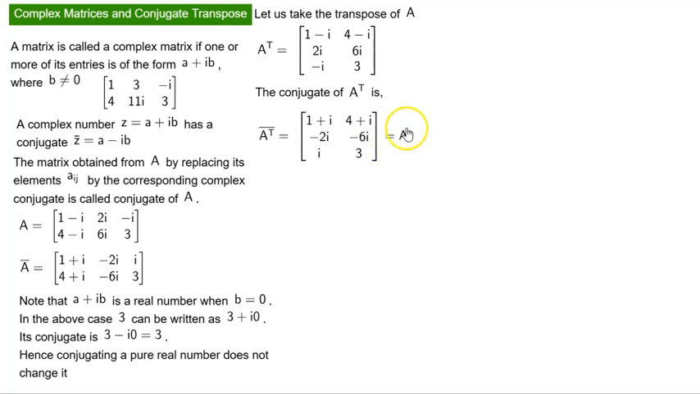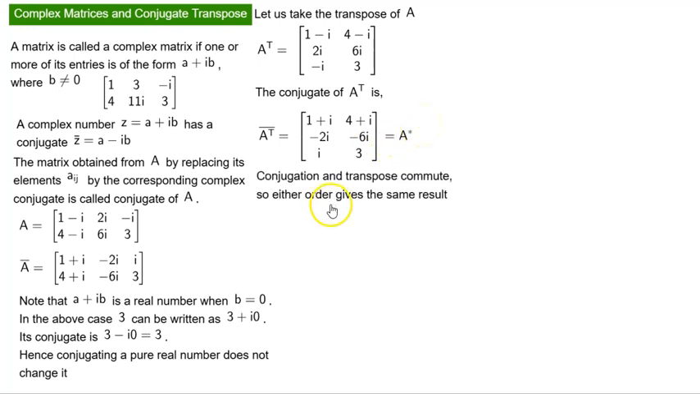In short, we can also write it as A star. Conjugation and transpose commute, so either order gives the same result. That means we can call it transpose conjugate or conjugate transpose, depending on which one is done first.